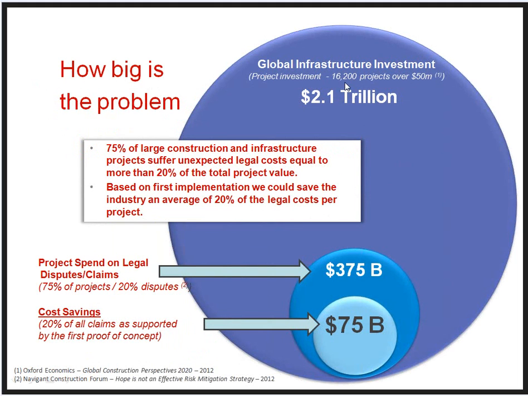If you just look at this year, at any point in time, there will be more than 16,000 projects over $50 million. And here's the key. 75% of large construction and infrastructure projects suffer unexpected legal costs equal to more than 20% of the total project value. So 20% of this 2.1 trillion is going to be paid to lawyers. Yeah? So it's an enormous amount, and if you can save anything there, you can make a big, big contribution.